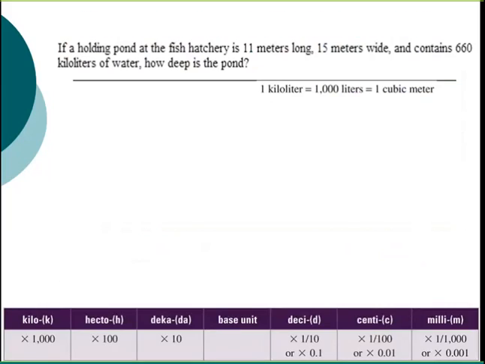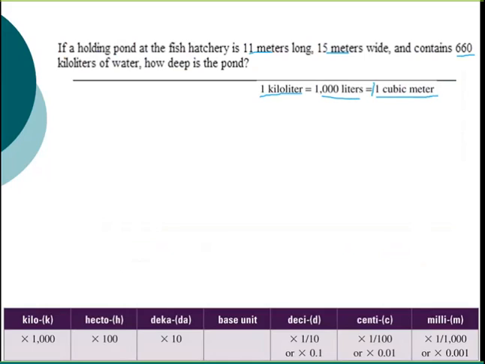Okay. So another problem that you're going to see in your assignments. A holding pond at a fish hatchery is 11 meters long, 9 meters wide, and it contains 660 kiloliters of water. How deep is the pond? Well, it's important to know that a kiloliter is 1,000 liters and 1 cubic meter.